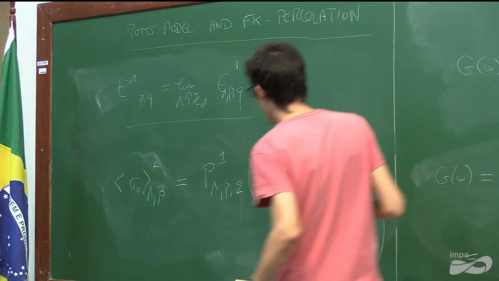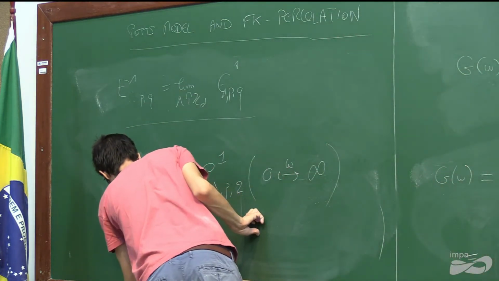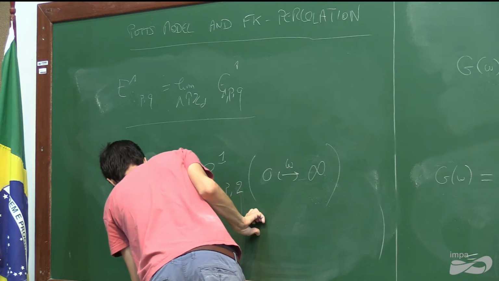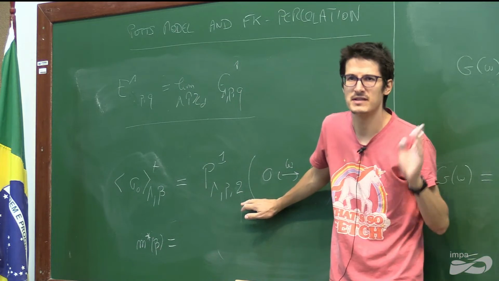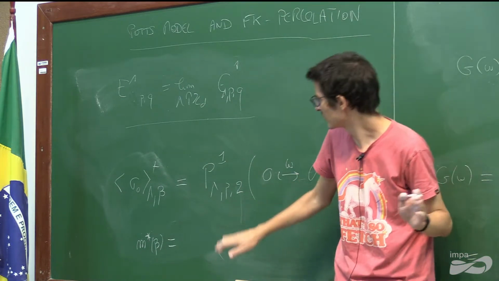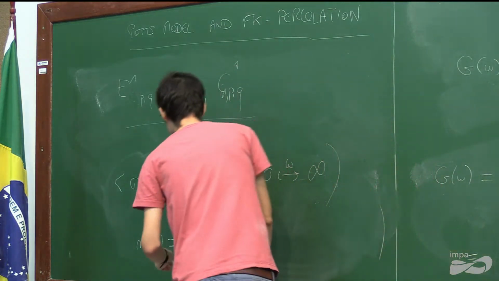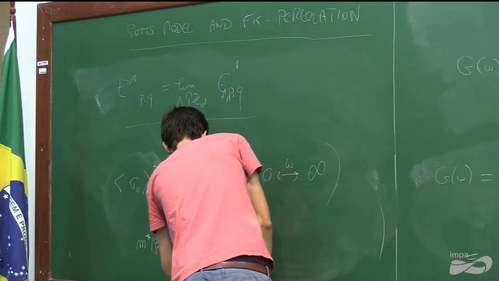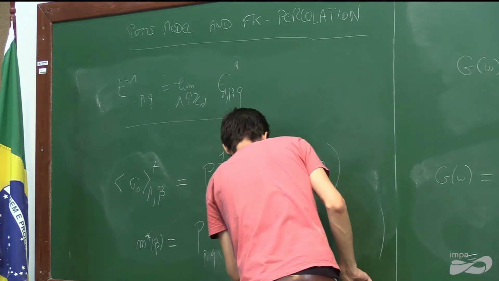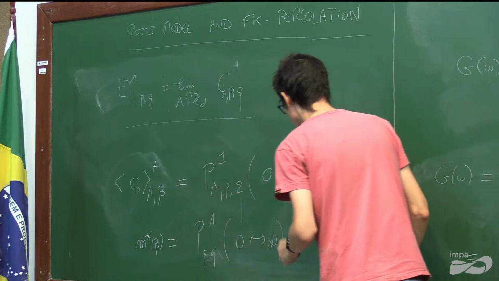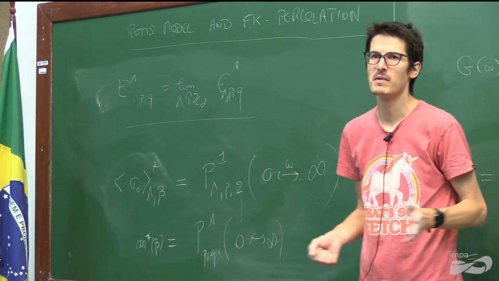So in particular, what you have is that m star of beta is not a local function, but this does not really matter. It can be approximated by local functions, so I'm not cheating very much. It's equal to the probability that 0 is connected to infinity under the infinite volume FK percolation.